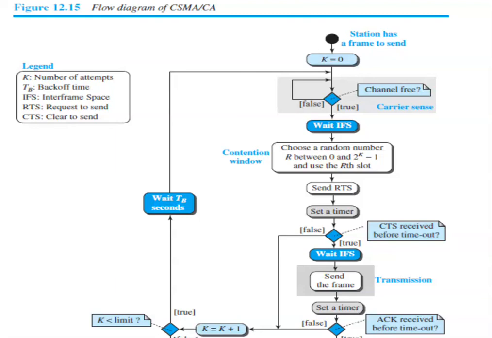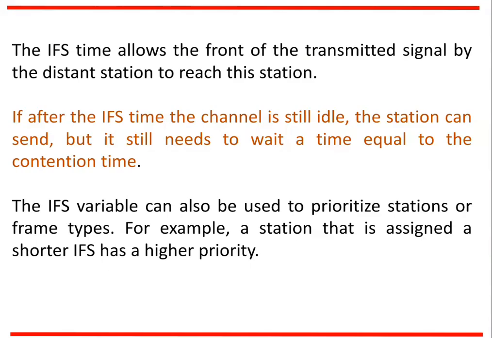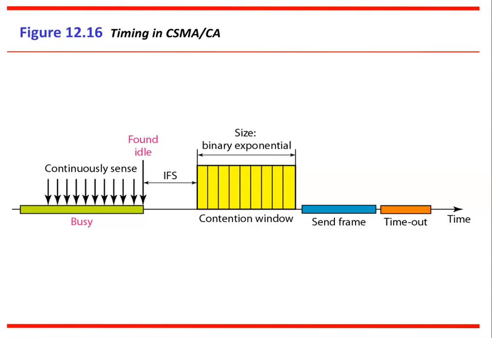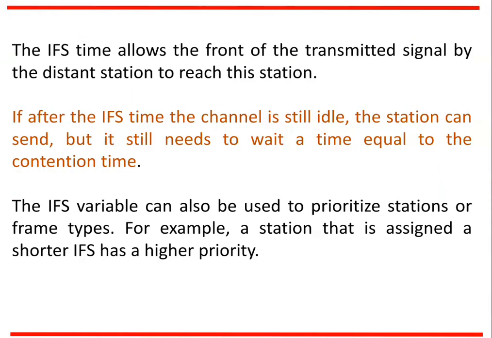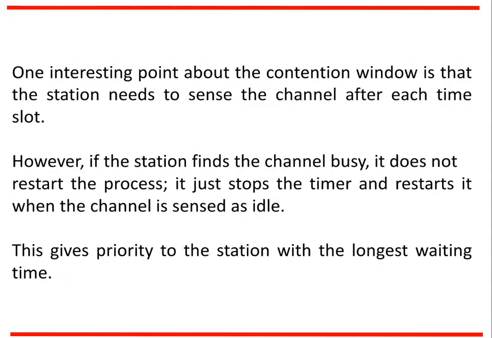So next, once again, it senses the channel. If it is idle, it waits for the interframe space. Once again it remains in the contention window state. If it continues to be idle, it sends the data. When it sends the data, which you can see here, there is the interframe space, the contention window, and then it sends the data. And within the timeout, the acknowledgement will be received.